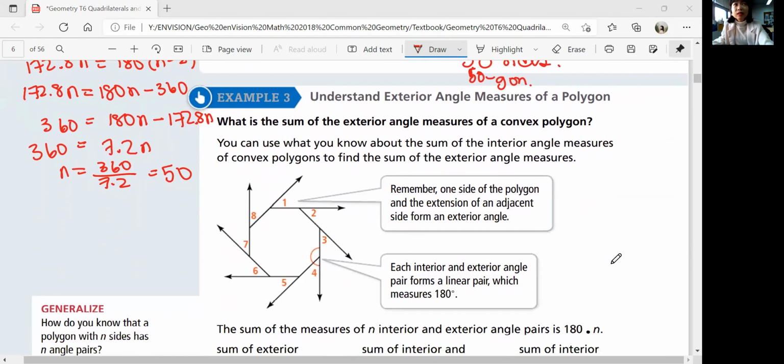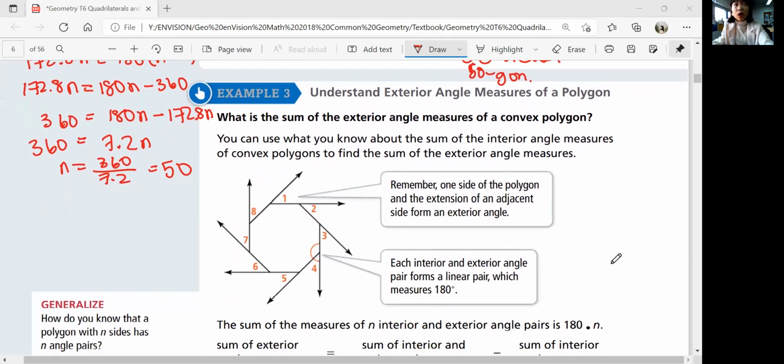What's the sum of the exterior angle measures of a convex polygon? You can use what you know about the sum of the interior angle measures of convex polygons to find the sum of the exterior angle measures. So by exterior angles, we mean one side of the polygon and the extension of an adjacent side form an exterior angle. Okay, so this is one side of the polygon. The extension of an adjacent side would be this one.